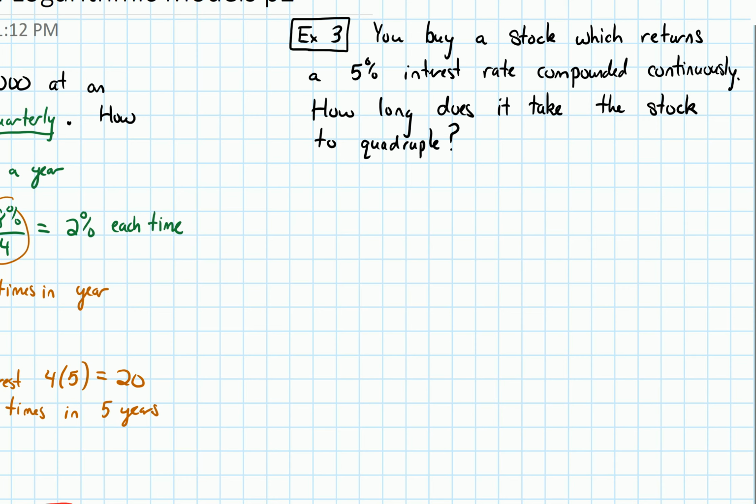So it's talking about interest rate that's compounded continuously, which means I need to use my A of t equals P e to the rt. I could use the version of the formula that has the e in it because it's continuously compounded interest.